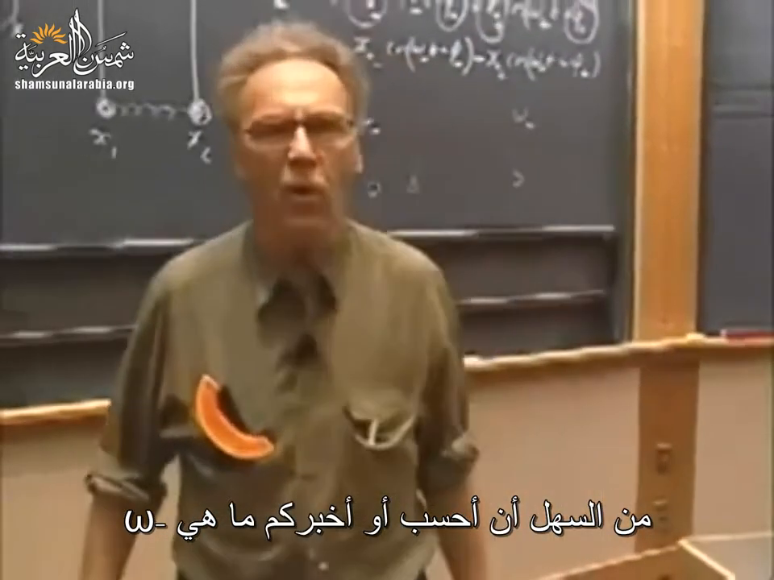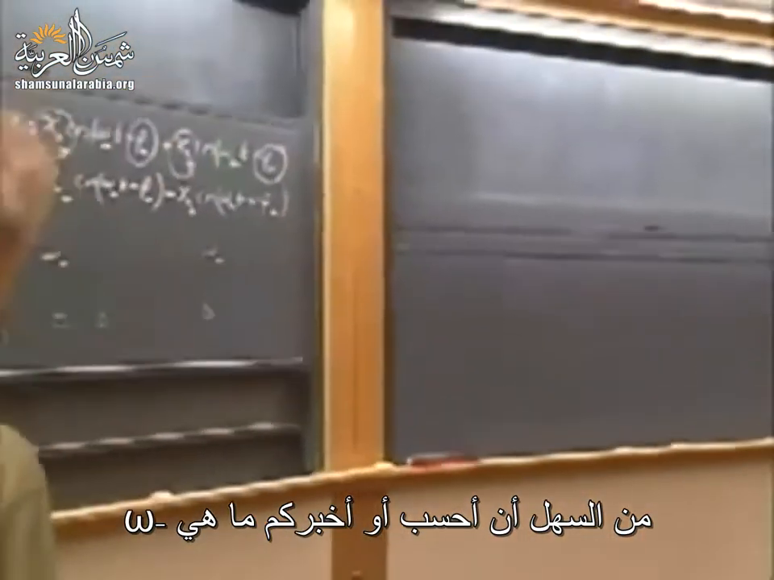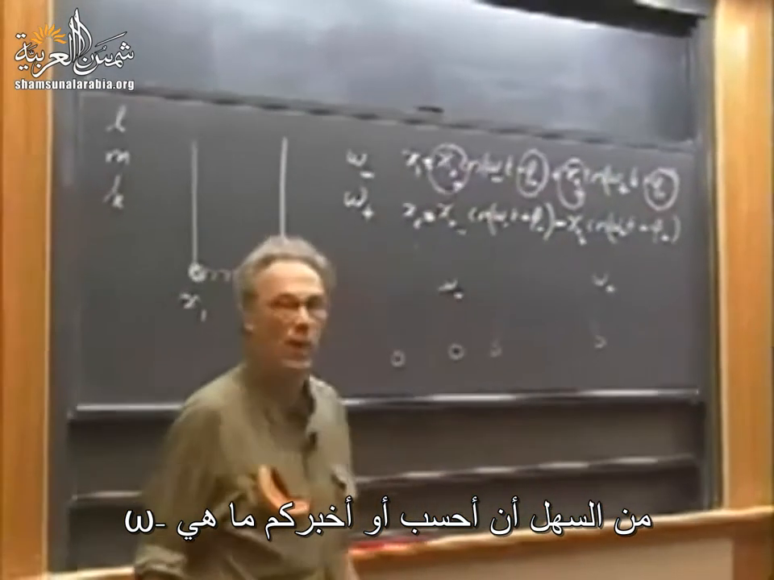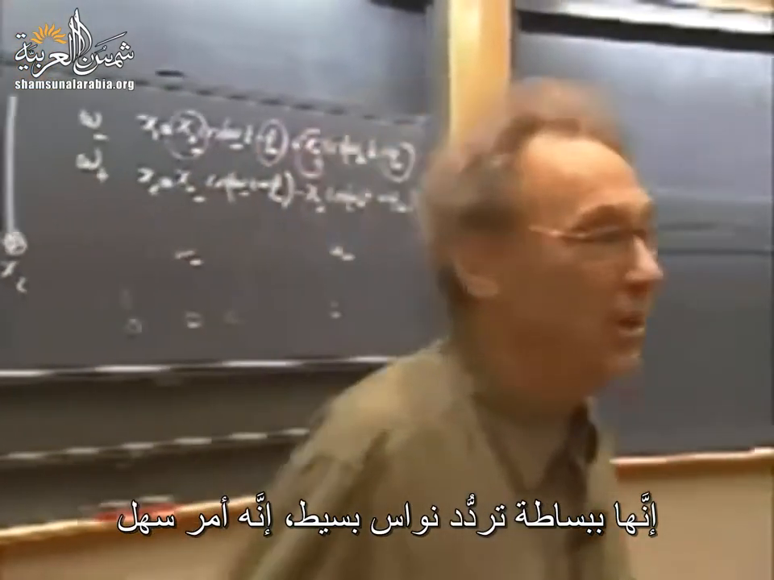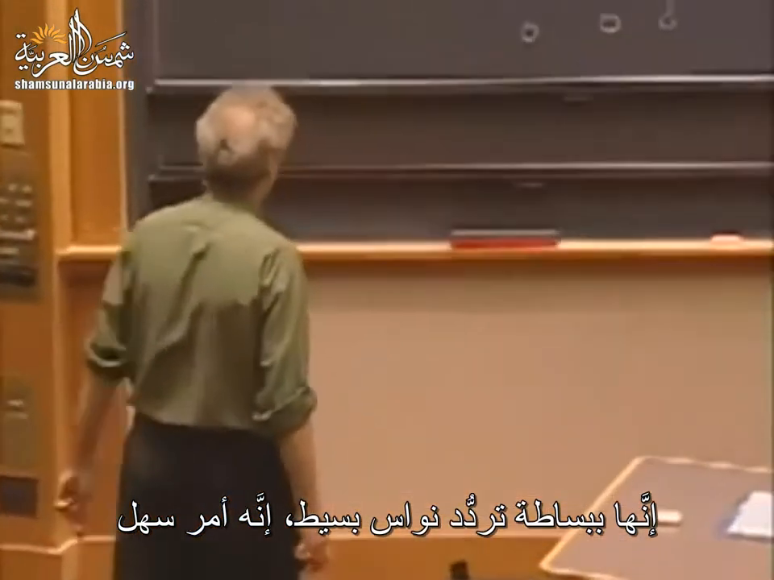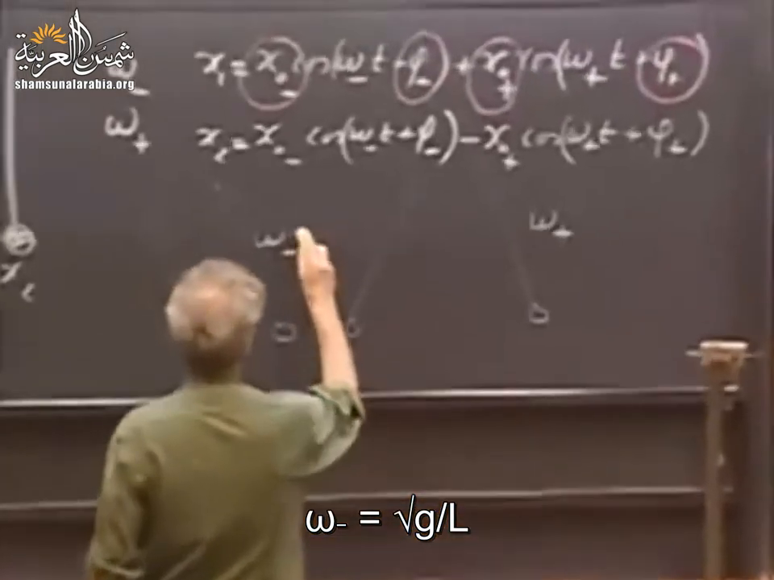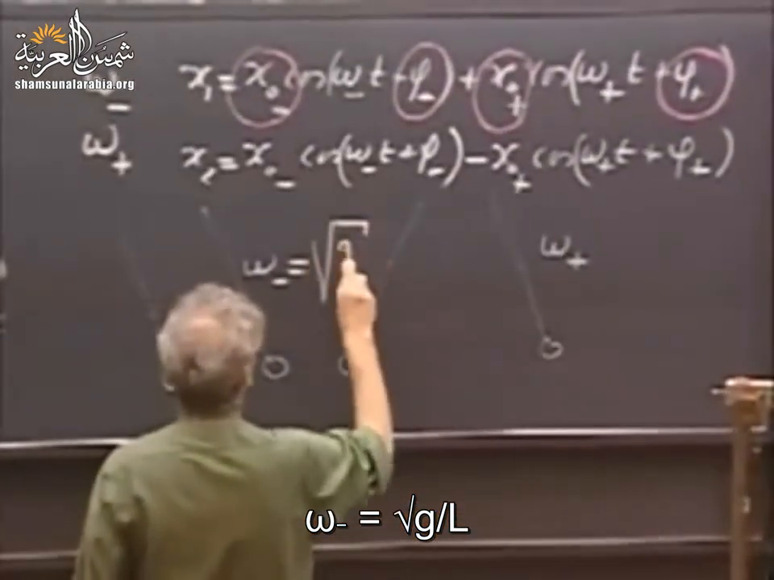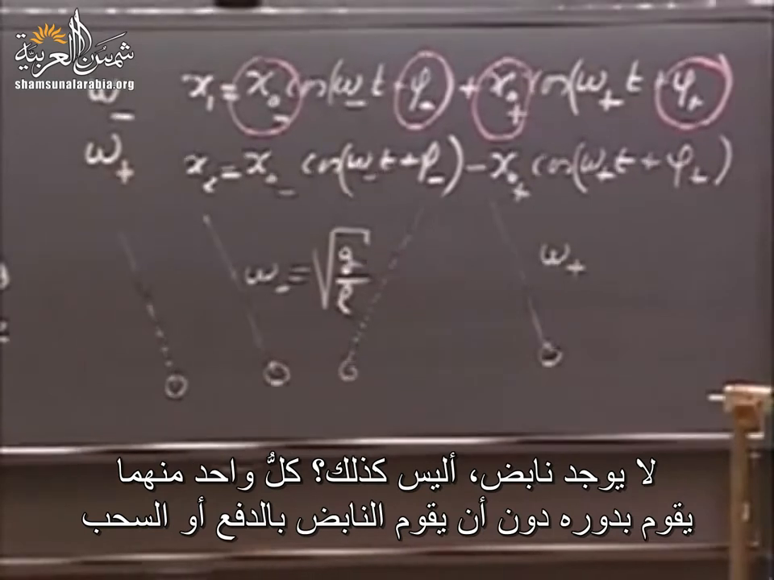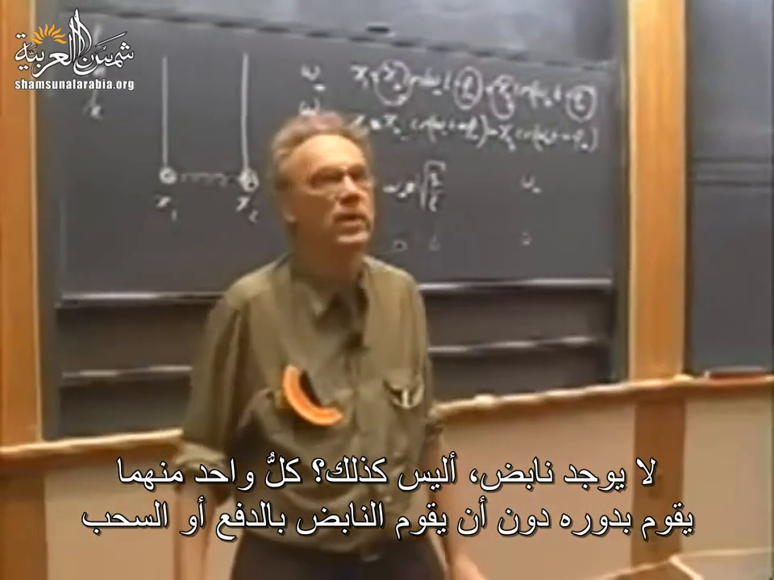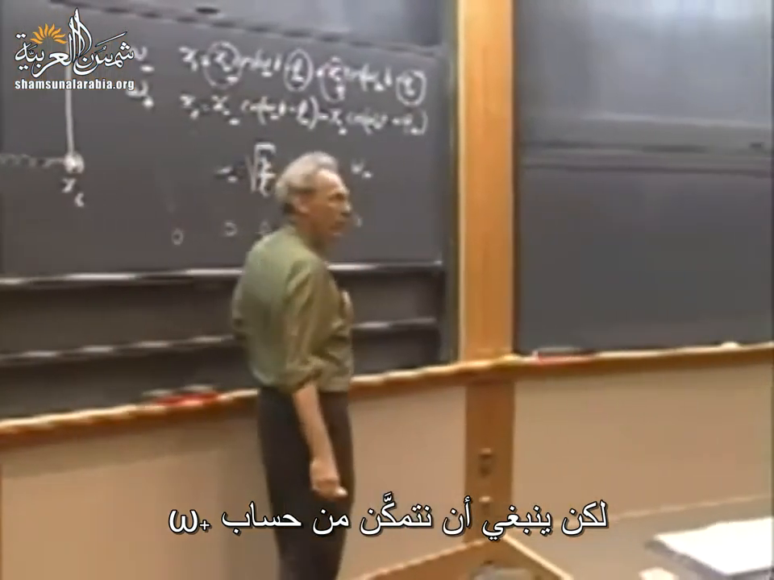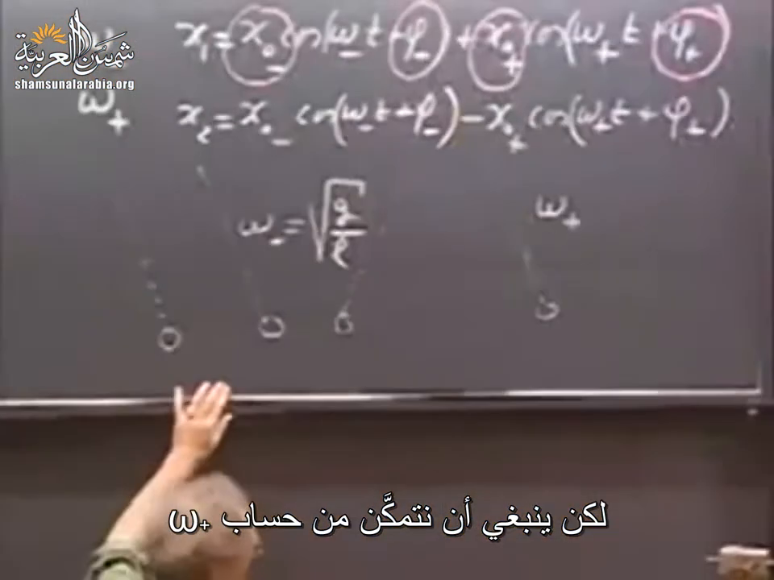It is utterly trivial, without any work, to calculate or to tell you what omega minus is. That's just the frequency of a single pendulum. So that's easy. So omega minus is simply the square root of g over L. There's no spring, right? Each one is doing its own thing, and the spring is never pushing or pulling. But we should be able to calculate omega plus. So let's do that.